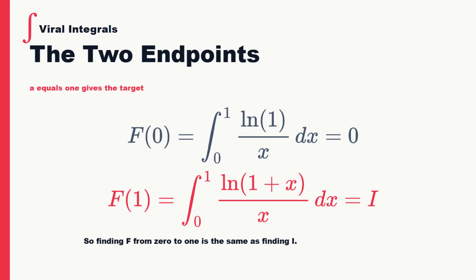The two parameter endpoints tell us what big F is measuring. At a equals 0, the logarithm is natural log 1, so F of 0 is 0. At a equals 1, F of 1 is exactly the original integral I.